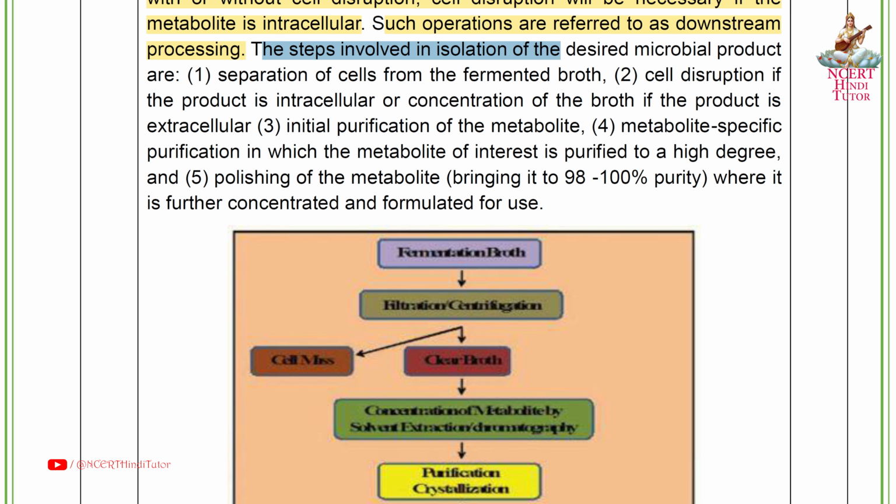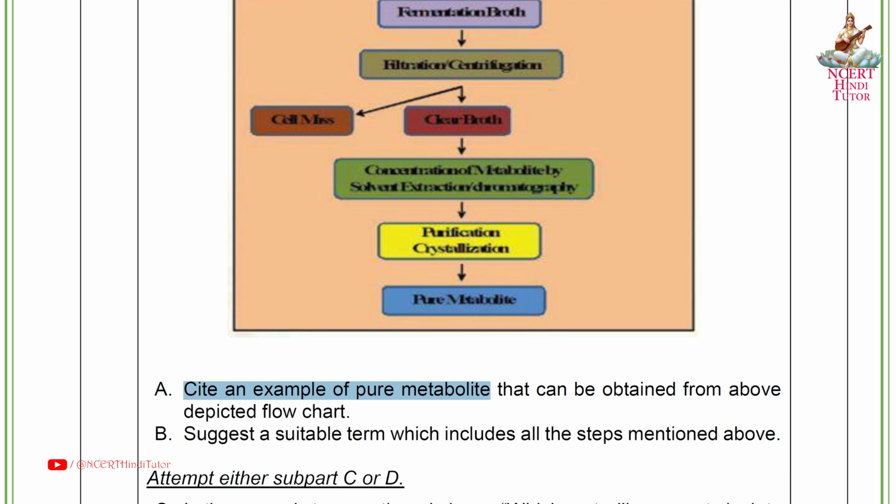The steps involved in isolation of the desired microbial product are: first, separation of cells from the fermentation broth; second, cell disruption if the product is intracellular, or concentration of the broth if the product is extracellular; third, initial purification of the metabolite; fourth, metabolite specific purification in which the metabolite of interest is purified to a high degree; and fifth, polishing of the metabolite, bringing it to 98 to 100% purity, where it is further concentrated and formulated for use.